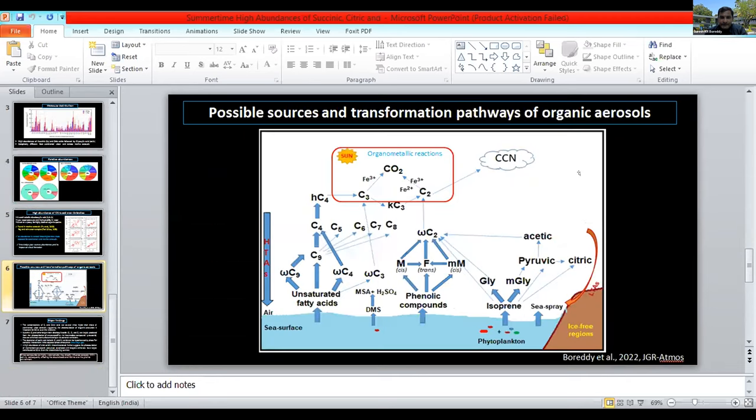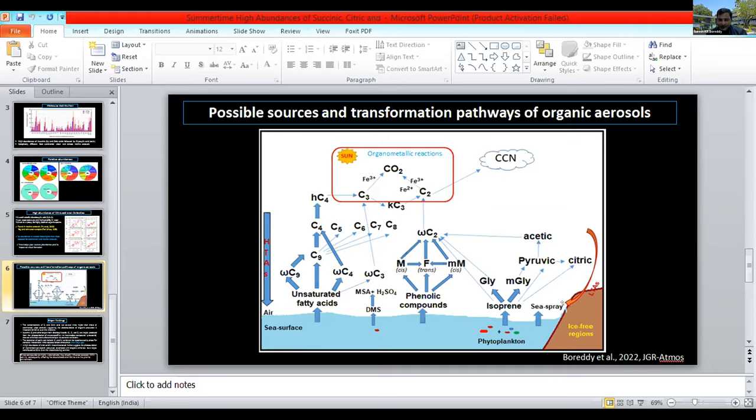So in the next slide, based on these correlations among the diacids and the chemical tracers, we proposed some formation mechanisms: the sources of oxalic acid as well as the sources of citric and pyruvic acid. You can see here, this is the hypothesization. We hypothesize these possible sources may be responsible for the formation of organic aerosols at Varathi station in the Antarctic. These are the precursor emissions. As you may be aware, the unsaturated fatty acids, dimethyl sulfide and phenolic compounds, isoprene, as well as the sea spray, all these exist on the sea surface, ice surface layer.